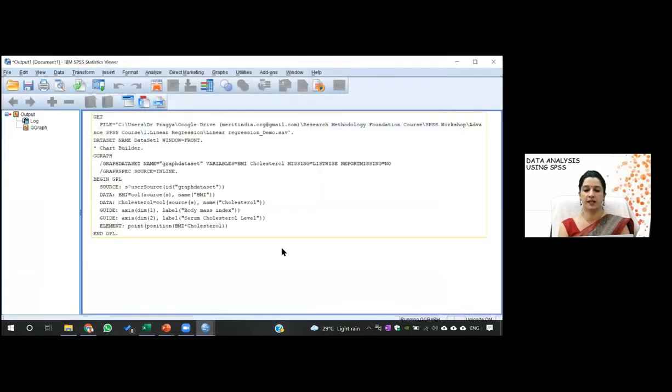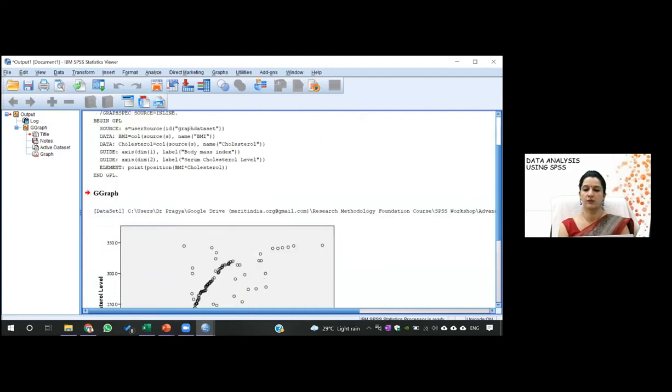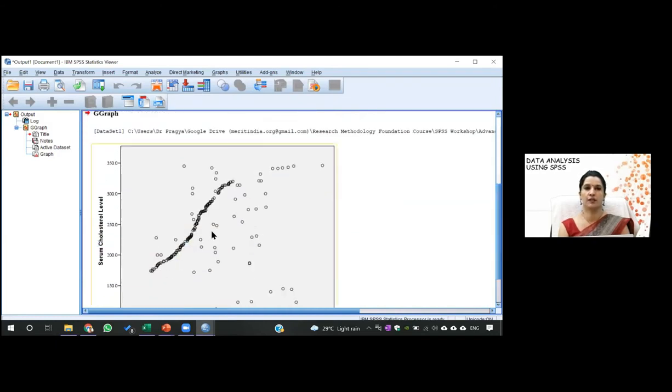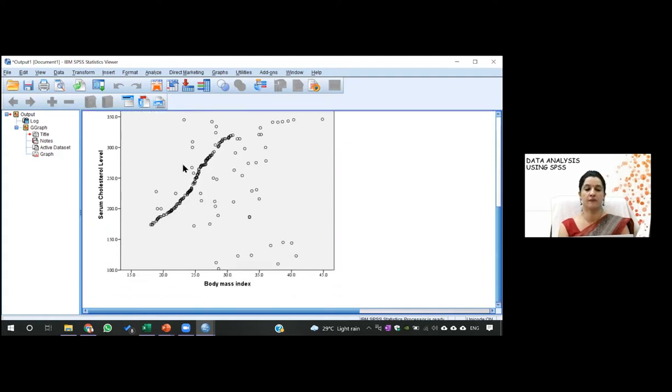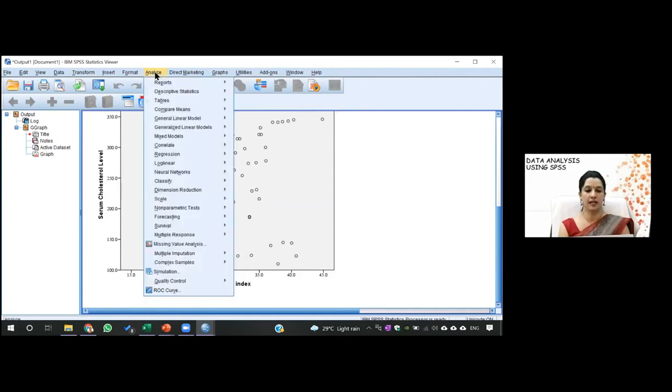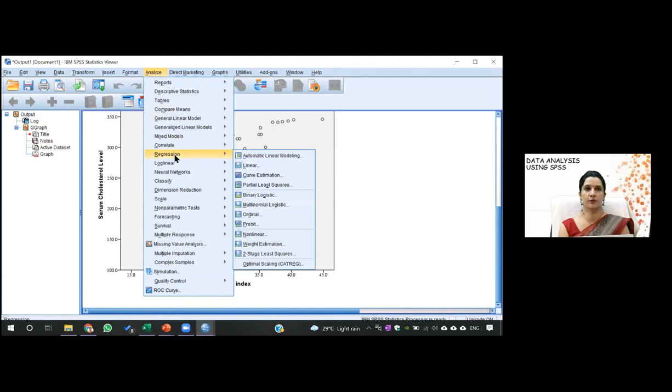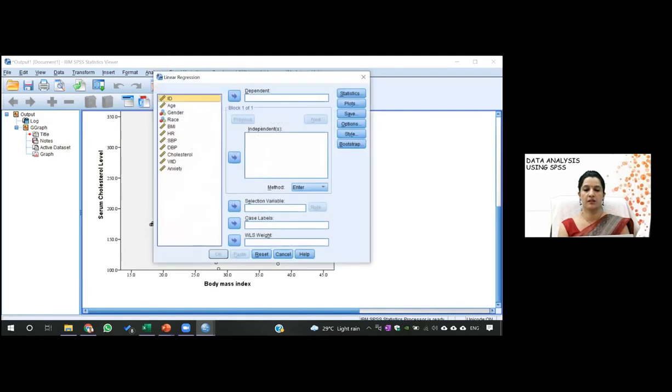You can change that y-axis, but I have not changed that. You can see that there is a sort of linear pattern. So that means one assumption, that data should be linear, is there. Now I will go to the analyze. You can see here there is an option of regression. The second option is the linear regression. Click on this linear regression. Dependent variable is the cholesterol. Independent variable is the BMI. I'll shift here, BMI. And then I will use these 2 options, statistics and plot.